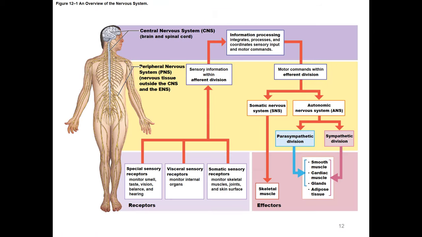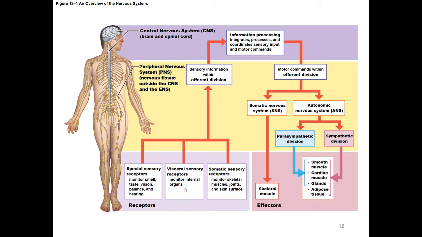So here's our chart, which will help to review everything we've talked about so far as the subdivisions of the nervous system, and is a great summary slide. So we'll start from the bottom here, receptors. Remember, receptors are the things that will pick up on stimuli. This could be special receptors like our sense of smell, our eyes, our ears. These guys monitor smell, taste, vision, balance, and hearing.